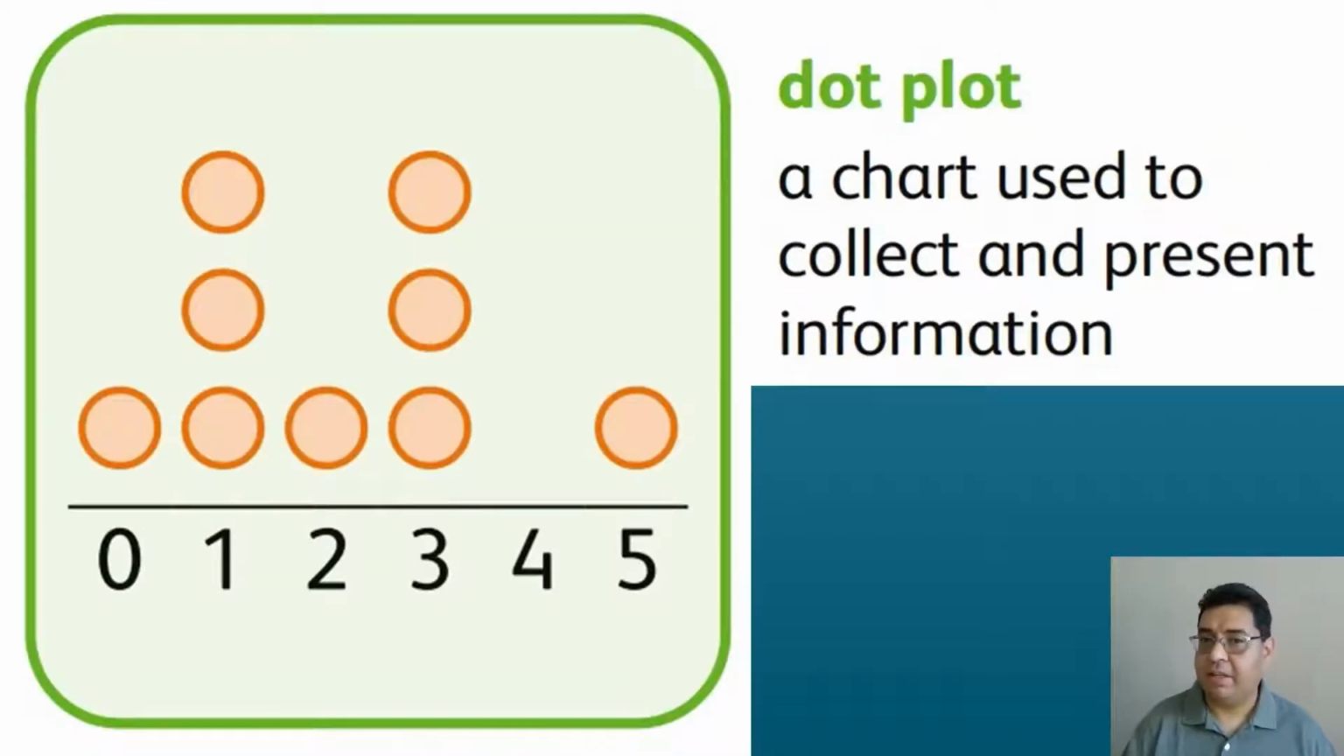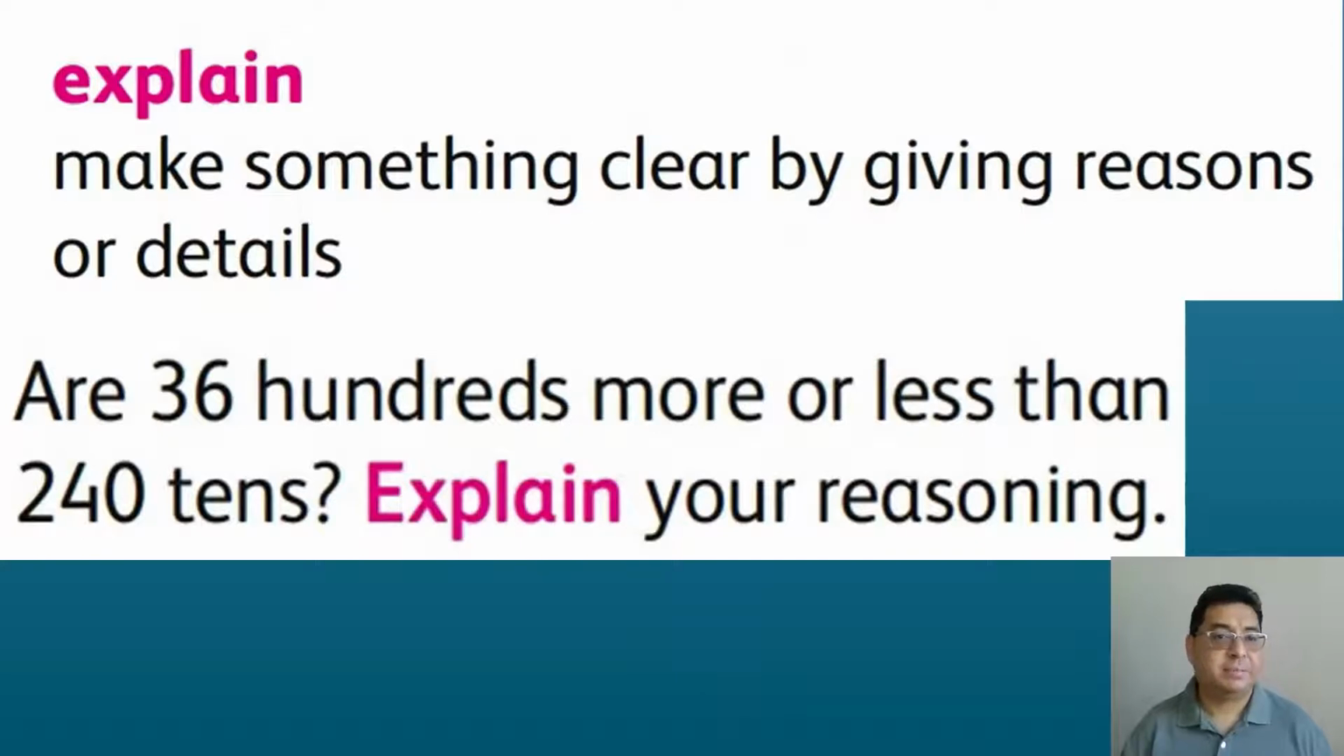Dot plot, a chart used to collect and present information. This is just another example, a little bit more up close. Explain. Make something clear by giving reasons or details. And this example says, are 3600s more or less than 240 tens? Explain your reasoning. So back it up here. If you're going to do this, you have to give proof, basically.